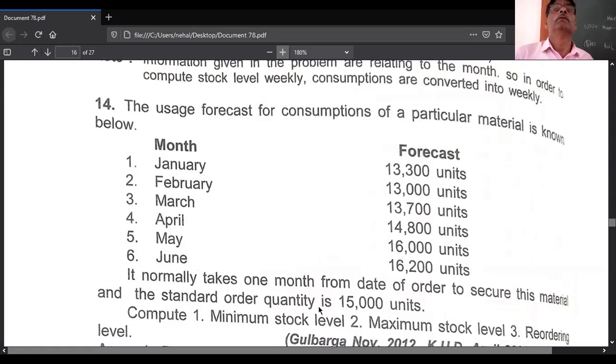Clear? Reorder level is equal to maximum consumption into maximum delivery period. Maximum consumption is 16,200. Maximum delivery period is 1. So 16,200 is the reorder level. Okay. Period is always 1.